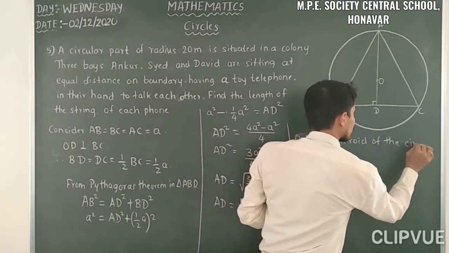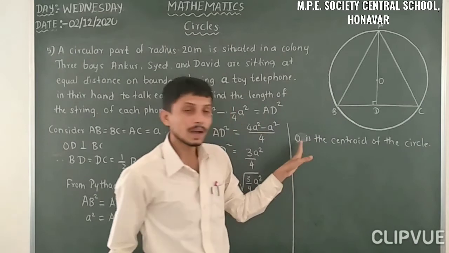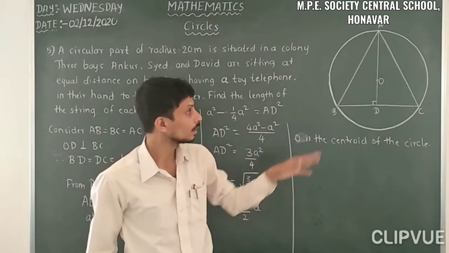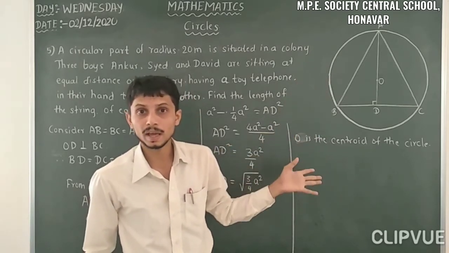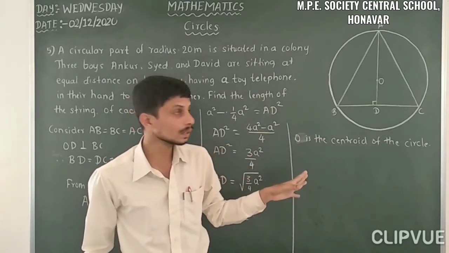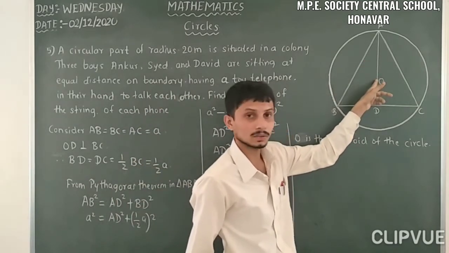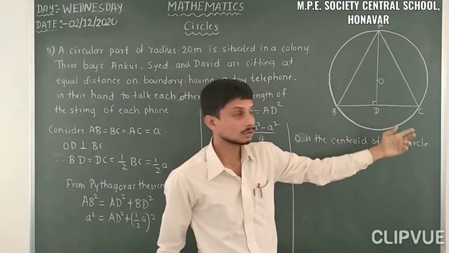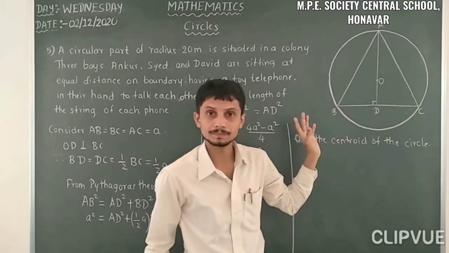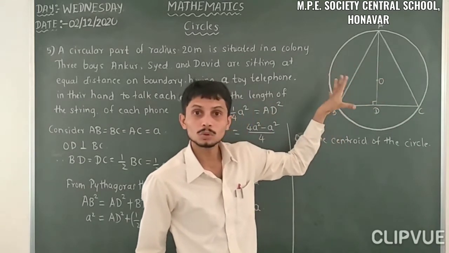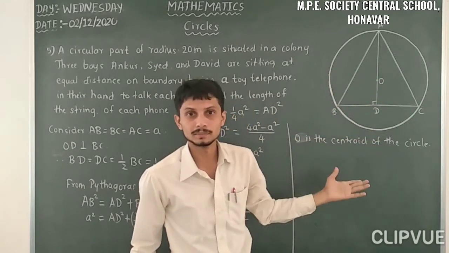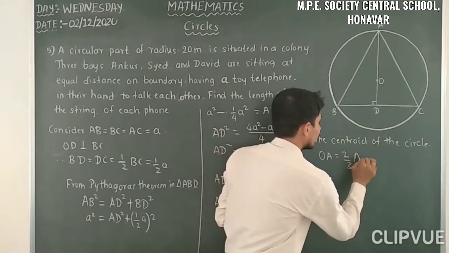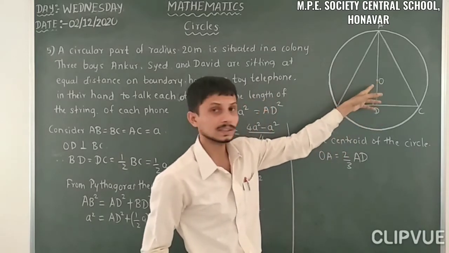Centroid of the circle. So when we have a centroid of the circle, the relation is there. That means the relation with the perpendicular distance we have. This part is equal to, here we have a perpendicular distance to one side. So that means this whole distance, this OA, is equal to 2 by 3 of AD. OA is equal to 2 by 3 AD. That means this perpendicular is 2 by 3.